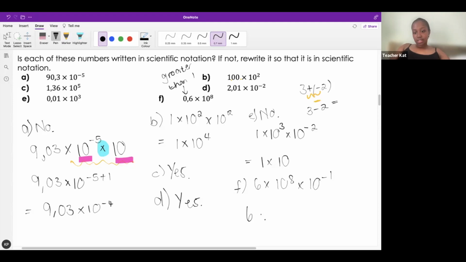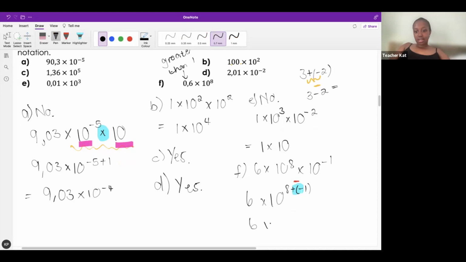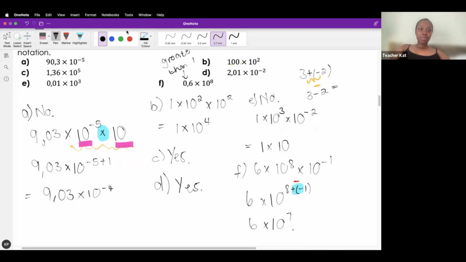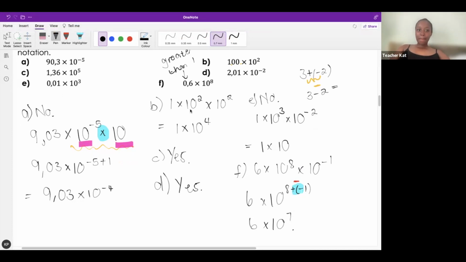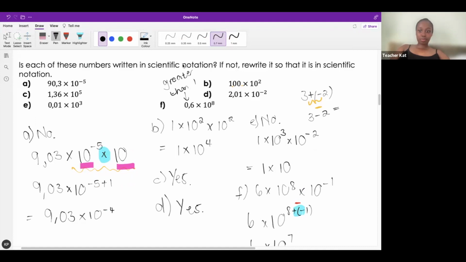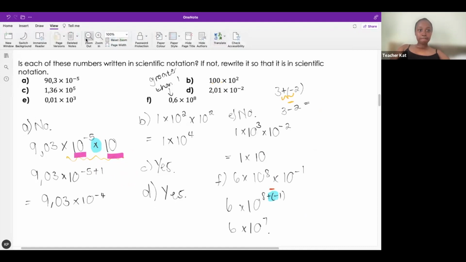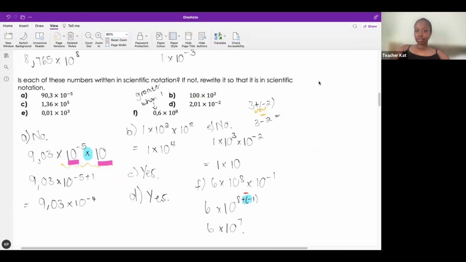So then it's 6 times 10 to the power of 8 plus negative 1. What does this plus negative do? That positive negative becomes a negative. So it's 8 minus 1. So then I have 6 times 10 to the power of 7. Beautiful. Thumbs up, thumbs down on this whole question. Must I zoom out for people who want to screenshot? There we go. Beautiful, guys. We're doing well. We're doing really, really well.